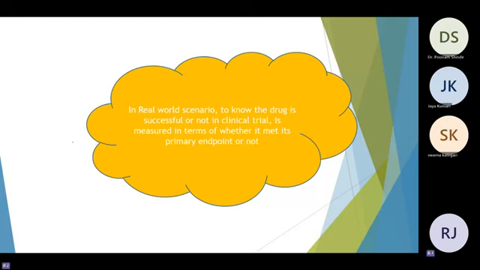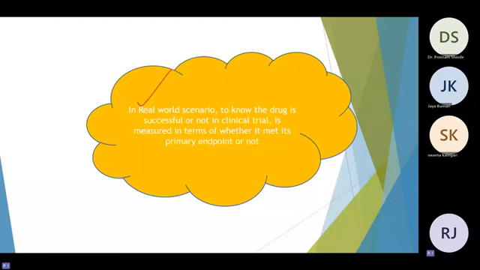You would have seen many press releases, right? This drug has met its primary endpoint. This drug has not met its primary endpoint, but met its secondary endpoint. Now you can understand what they mean by this. So in the real world, whether a drug is successful or not in a clinical trial is measured in terms of whether it met its primary endpoint or not. Because if the drug has met its primary endpoint, it means the primary objective is successful, or the drug has achieved its primary goal.